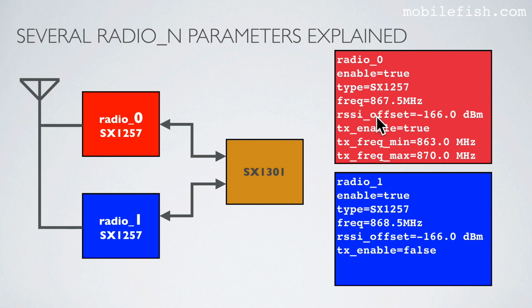These are the parameters for radio 0, and these are the parameters for radio 1. This is radio 0 and this is radio 1. The enable parameter is set to true and the transmit enable parameter is set to true, which means this radio is used to transmit data. In radio 1, the enable parameter is set to true, but the transmit enable parameter is set to false, which means this radio does not transmit data.